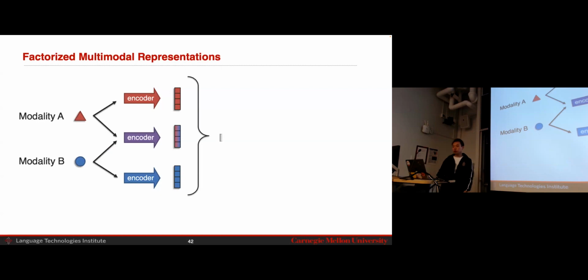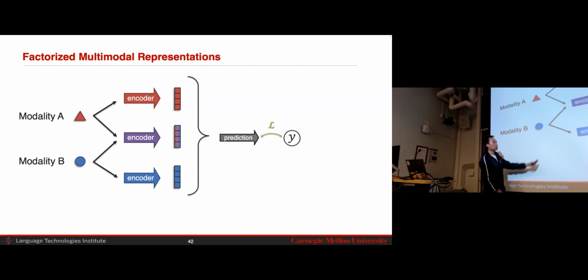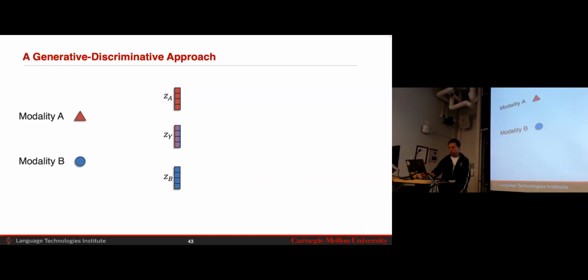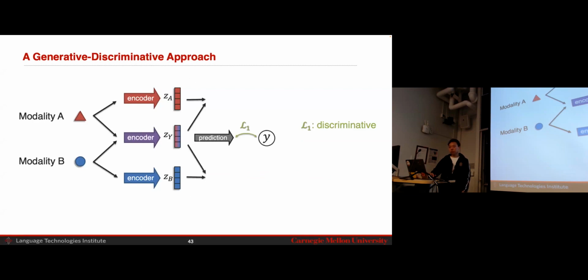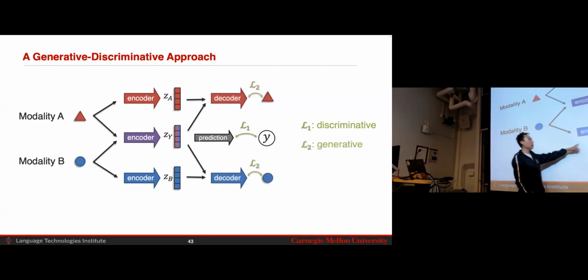So many times we assume that the common information is used to predict the label. So if the label is in the common space, at the same time, you're going to assume that these unique representations are going to help you regenerate your data. Right. So the common information is used to predict the label. There's some discriminative loss over there. And together, the common information and the unique information can help you reconstruct your data, right? So essentially training this in an autoencoder manner, where there is some discriminative loss to predict the label, and also a generative loss to reconstruct the modalities.